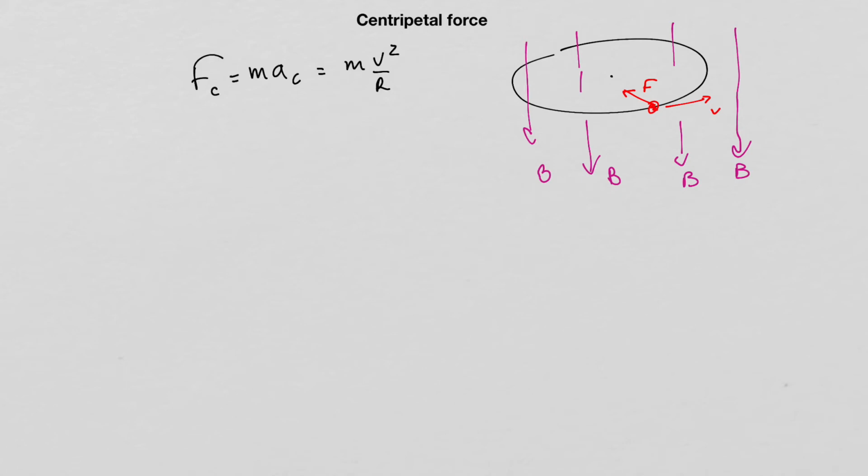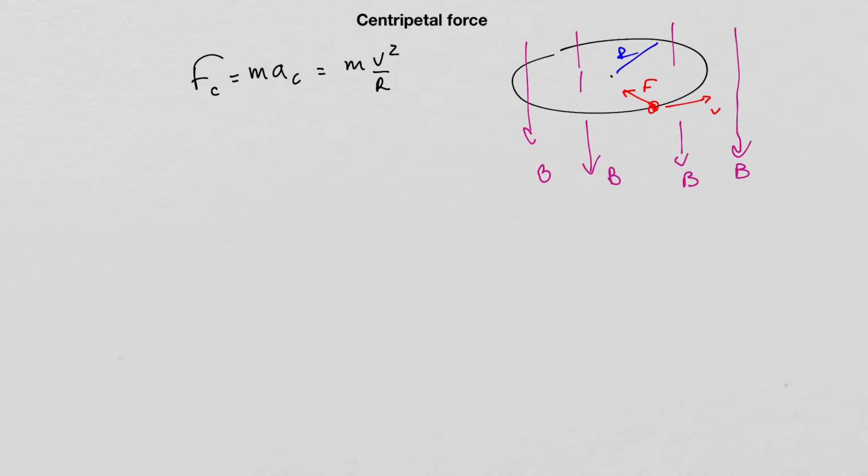So the centripetal force from before, we know, is equal to the mass of the particle times the centripetal acceleration. We also know from before that the centripetal acceleration is related to the speed of the particle and the radius of this circular trajectory. And so replacing the centripetal acceleration with its expression in terms of velocity and radius, we get that the centripetal force is equal to the mass of the particle times the speed of the particle to the second power divided by the radius of the trajectory.